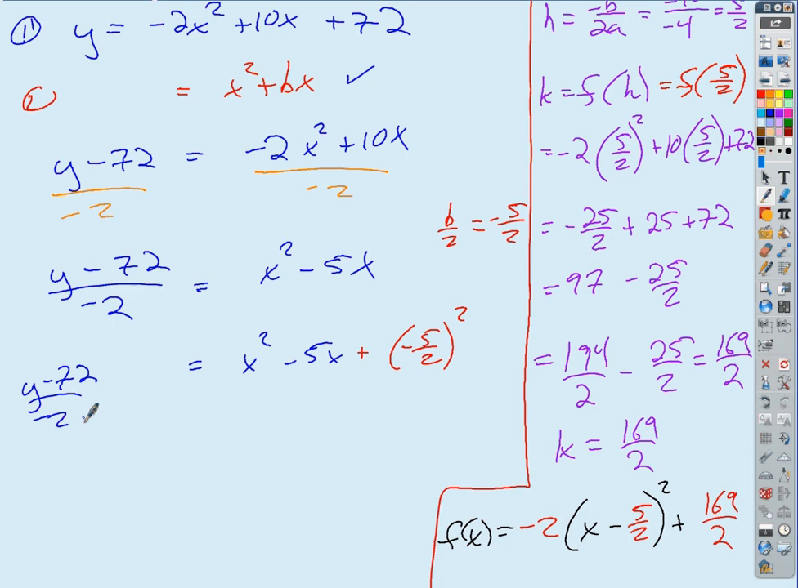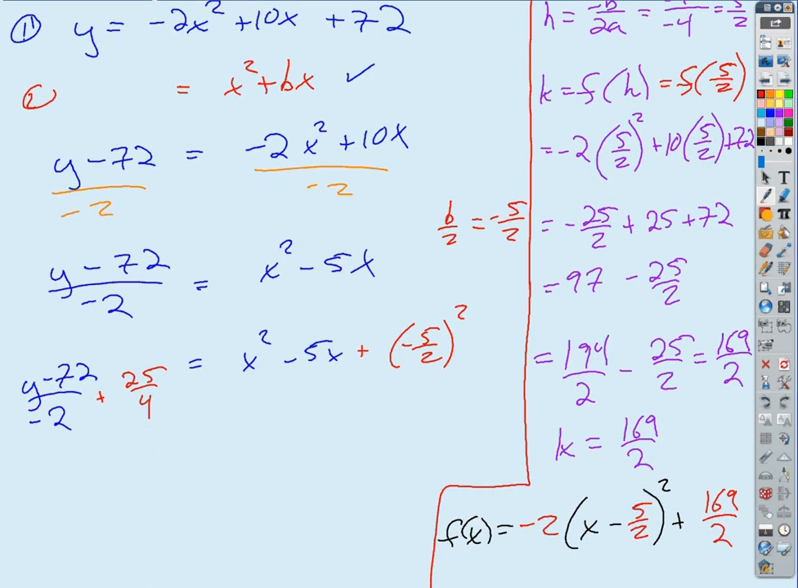And what is negative 5 halves squared? This is 25 fourths, right? So I'm just adding, that's a negative 2. Let's read it. Okay? Good? How come we did that? What am I going to get on the right side?